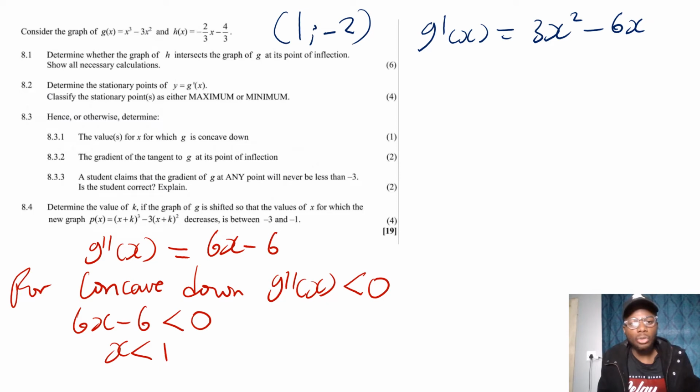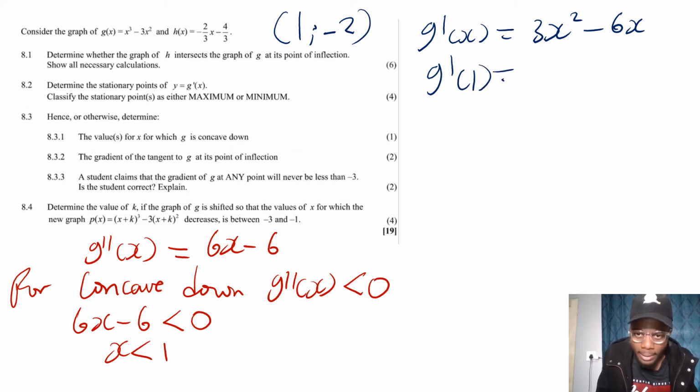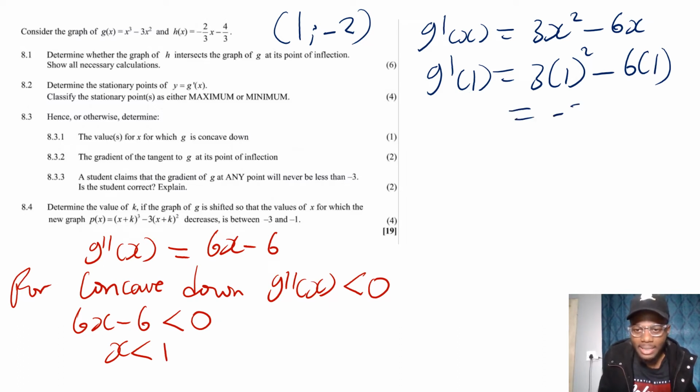So we have to substitute our 1, because we need to find the gradient of the tangent at that point. So g prime of 1 will be equal to 3 multiplied by 1 squared minus 6 times 1. This will give us -3. So this is the gradient of the tangent to g at the point of inflection. You add that. It's -3. I hope you are still following.